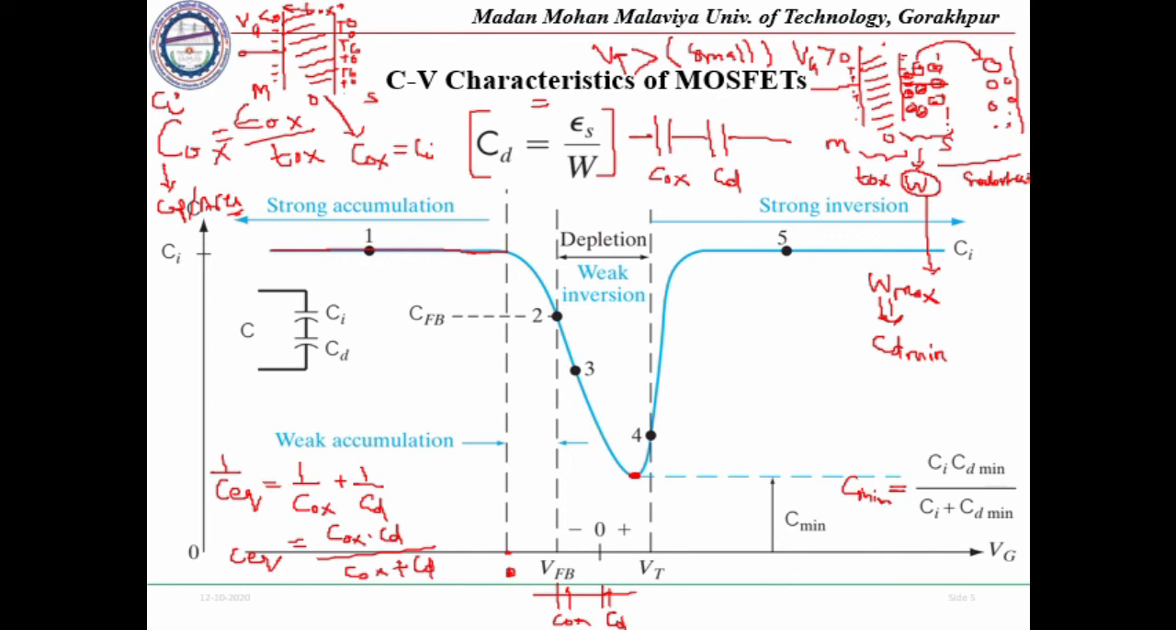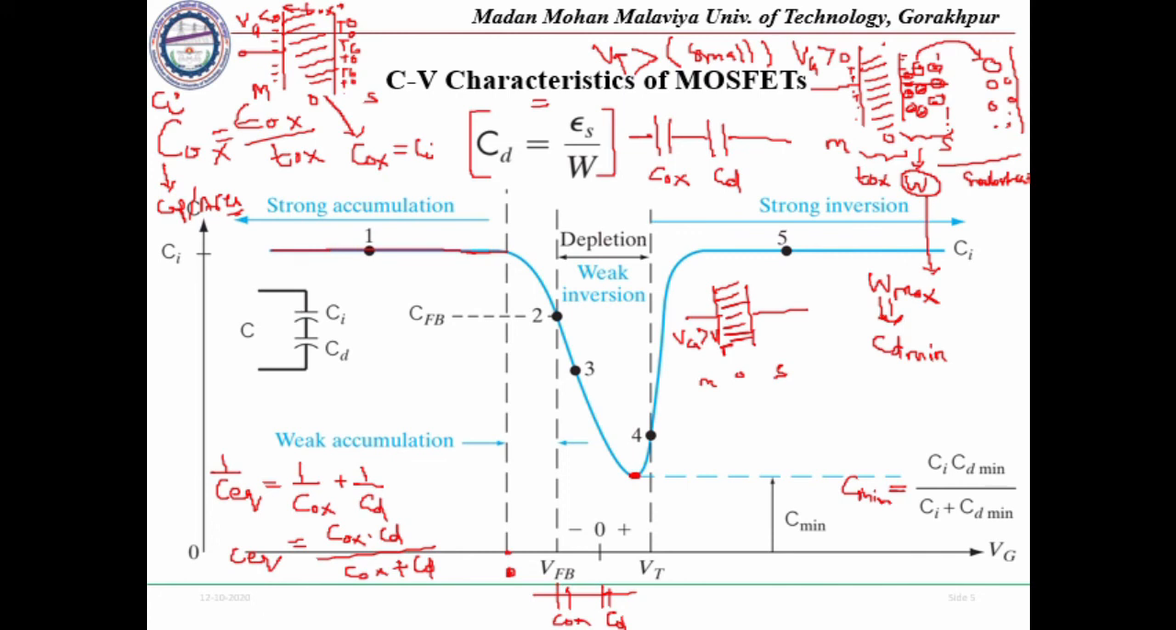And beyond that, once we increase the gate voltage further, the MOS will be working in the strong inversion region. Okay. So in the strong inversion region, what will be there? This is the MOSFET, and we are applying a gate voltage that is very much greater than VT. So this is the oxide and this is the semiconductor, and your depletion region will be minimum.